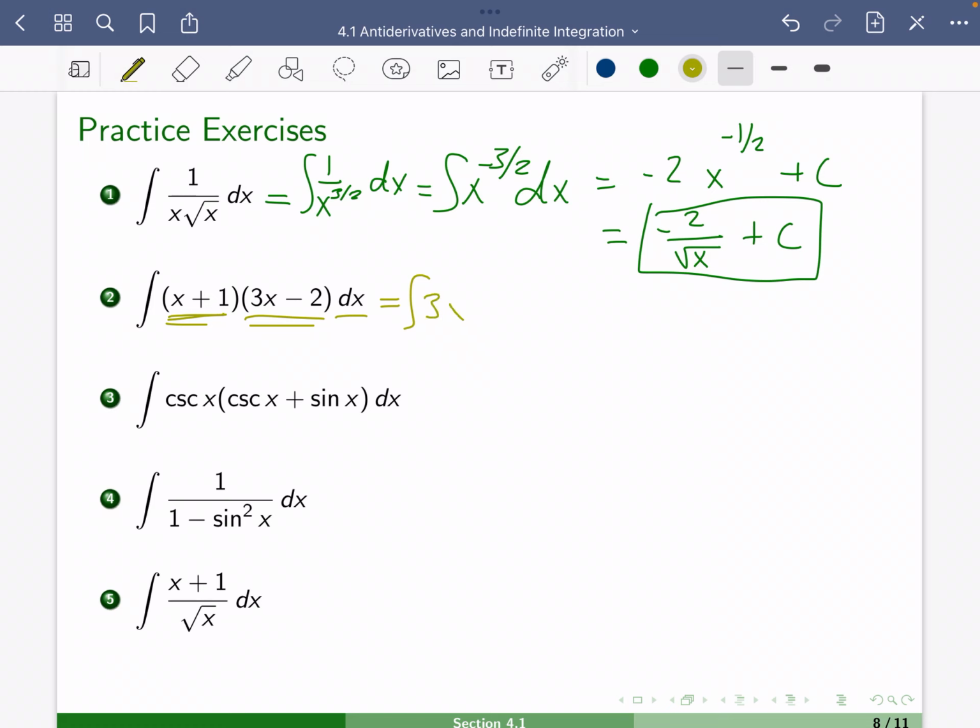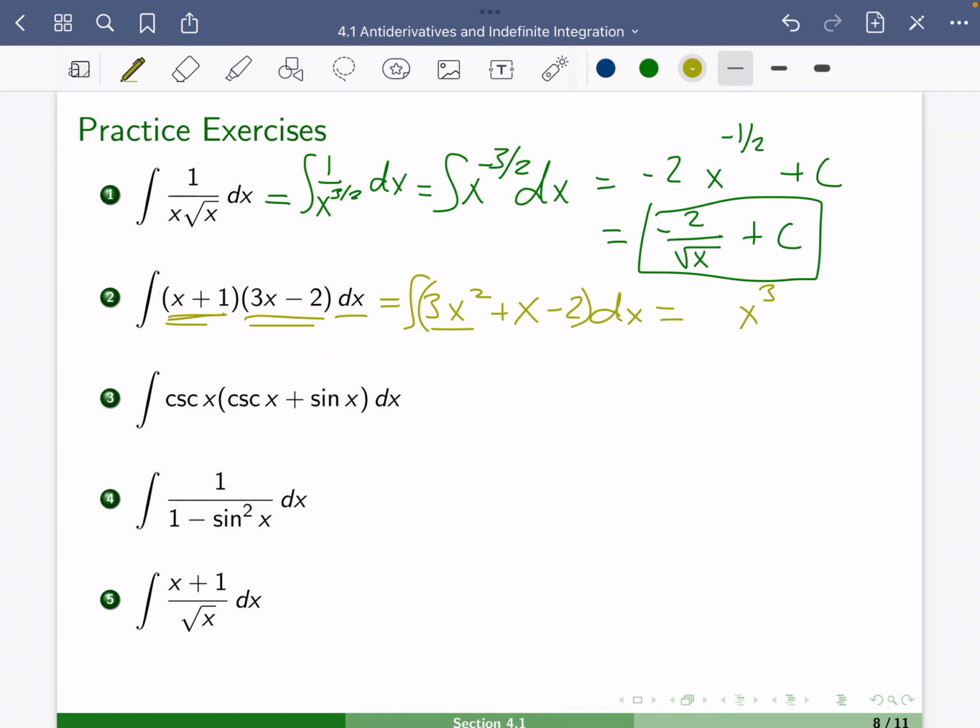So you'll get 3x squared plus 3x minus 2x. So that'll just give us plus x minus 2 dx. Don't forget that dx. That's notation that's necessary. And now we're going to integrate this. So the 3x squared, we can integrate that. We will add 1 to the power, so we get x to the third.